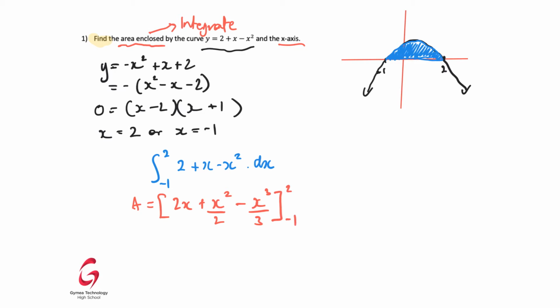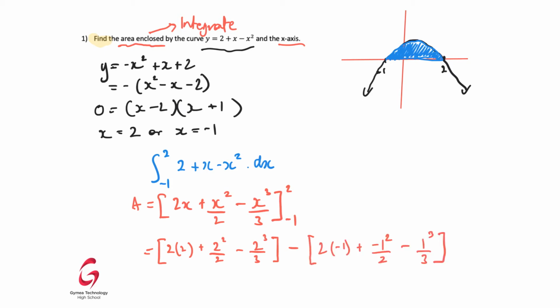We're now going to substitute. Substituting 2, and from that we take away the substitution of negative 1. Now it's purely a calculator exercise, and we hope we don't get this part wrong. It's going to tell us 4.5 units squared.